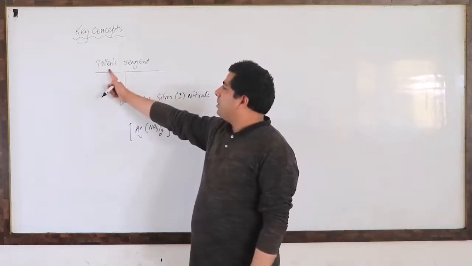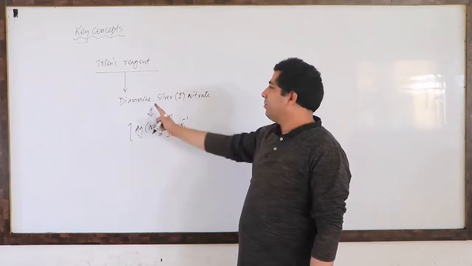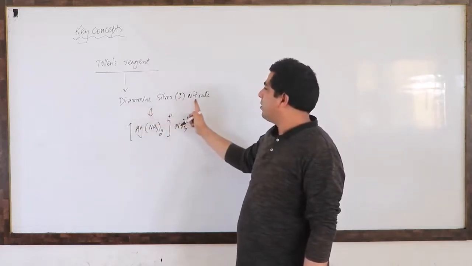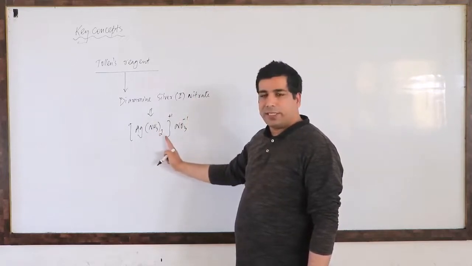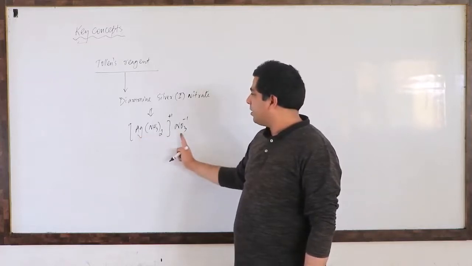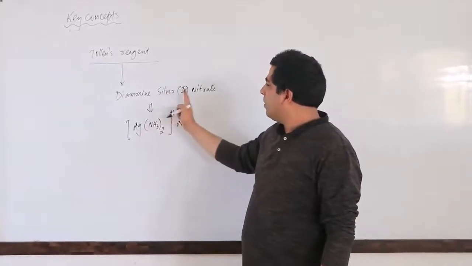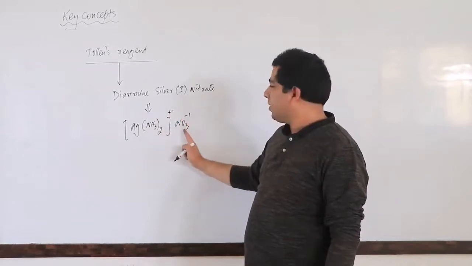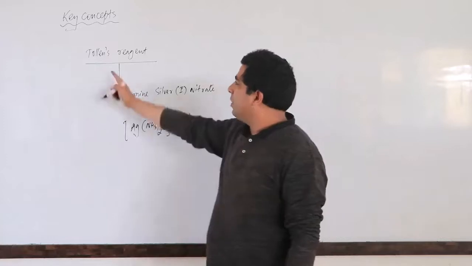First of all, I have taken Tollens reagent. What is Tollens reagent? We will directly come to the molecule here. Diamine silver(I) nitrate. So here we have diamine, 2 times NH3, this is silver and this is nitrate. Why are we writing silver(I) nitrate? Because silver is losing 1 electron which goes to nitrate. So it's diamine silver(I) nitrate. This is our Tollens reagent.